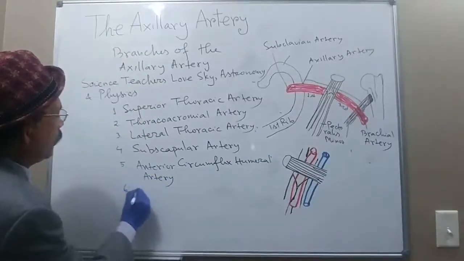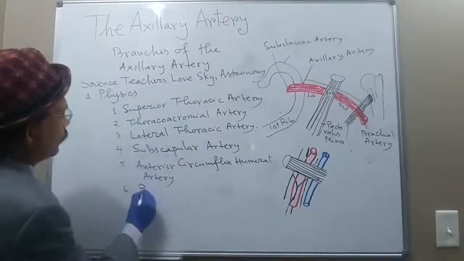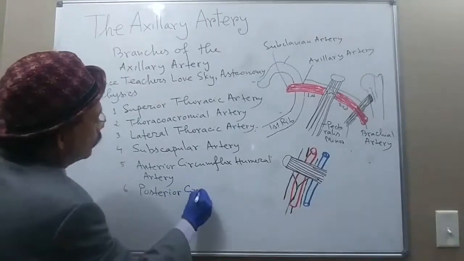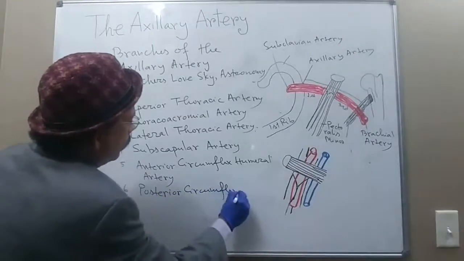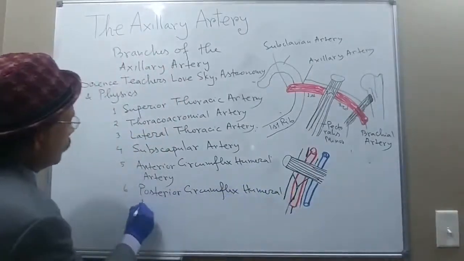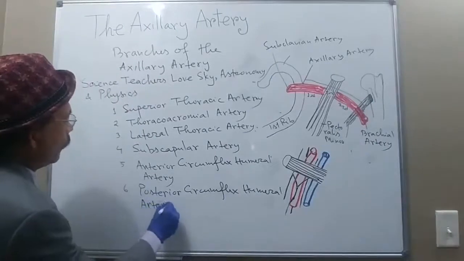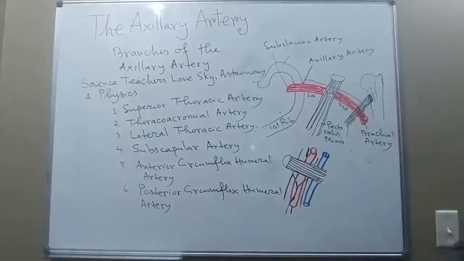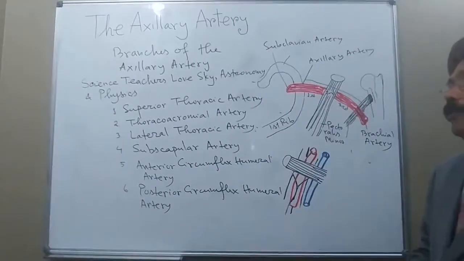and then posterior, for physics, posterior circumflex humeral artery. Okay, we got that. So we got the branches of the axillary artery: superior thoracic artery, thoracoacromial artery, lateral thoracic artery, subscapular artery, anterior circumflex humeral artery, posterior circumflex humeral artery.